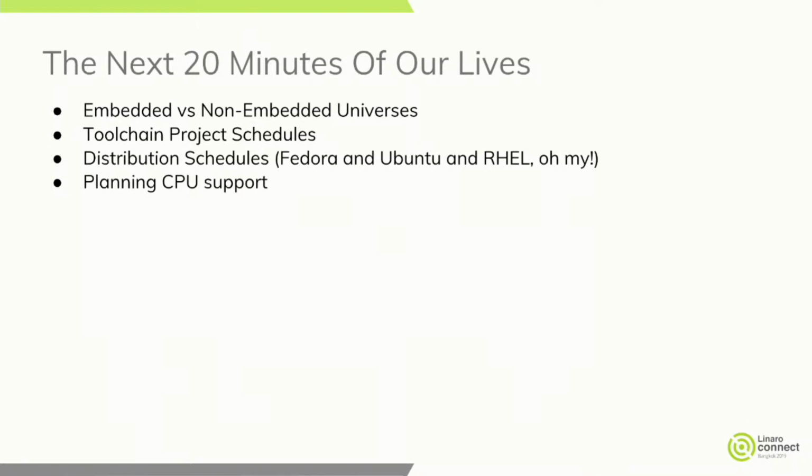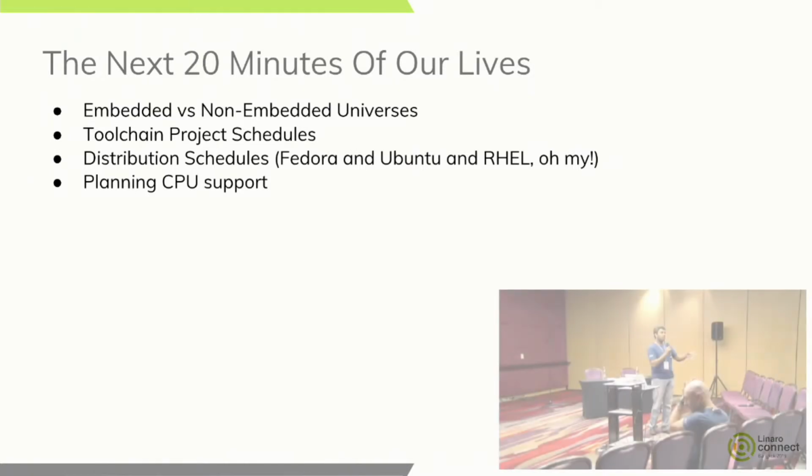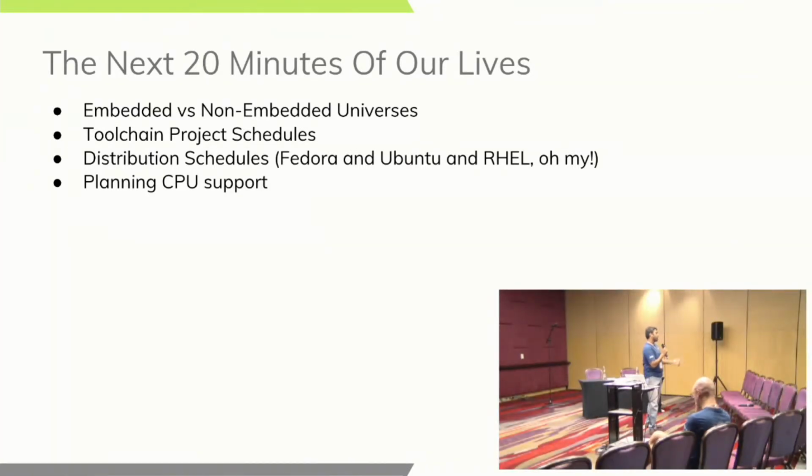So in the next 20 minutes, we're going to look at the two universes, the embedded and non-embedded universes, and see how they're different. For the purpose of this presentation, I'm assuming embedded essentially means embedded and mobile, and non-embedded would be your laptops, desktops, workstations, and servers. So we'll look at toolchain project schedules, we'll look at distribution schedules, and then we'll try to figure out how we can actually plan CPU support so that when your CPU is shipping, when your server is shipping, your software is already ready for your server.